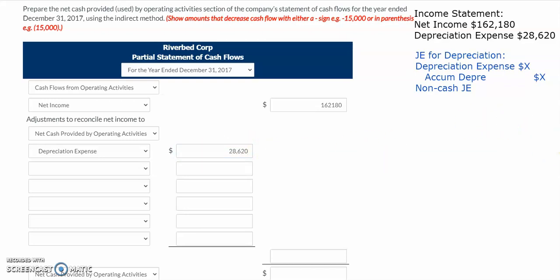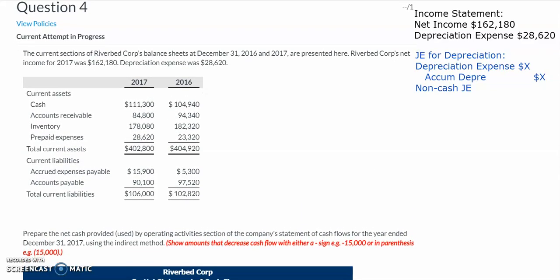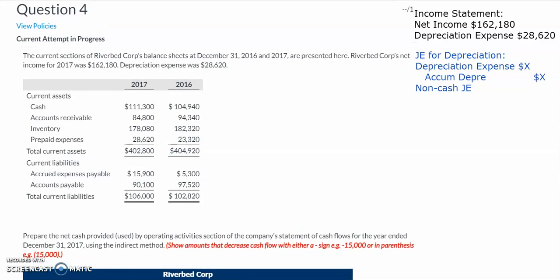Then we're going to be looking at our timing differences for the other items in our balance sheet. So for example, in this problem, the whole statement of cash flows is going to explain the changes in cash. But when it comes to accounts receivable, if your accounts receivable goes up, that means that you've made sales to customers, but you haven't collected that cash yet. But if it goes down, that means that you have actually collected more cash from your customers.